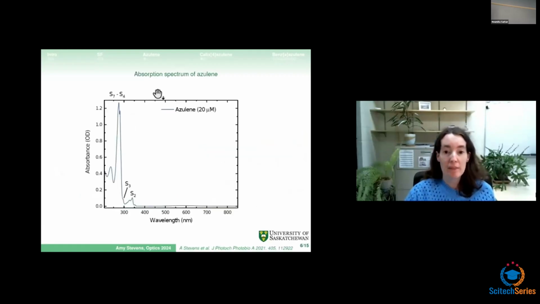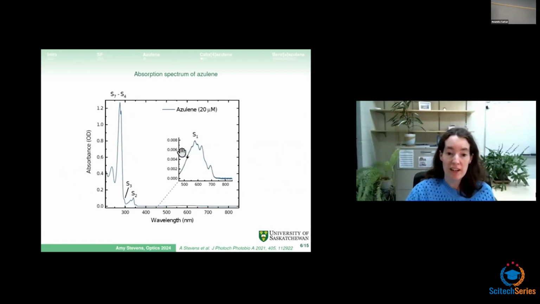So if you look at the spectrum of azulene, this is the absorption spectrum. There's a small amount of S1, but you can see S2 and then S3 in higher states. And this is azulene at 20 micromolar in solution. You can see the S1 state has a low, roughly 0.008 peak. So it has low intensity, but it's still there.